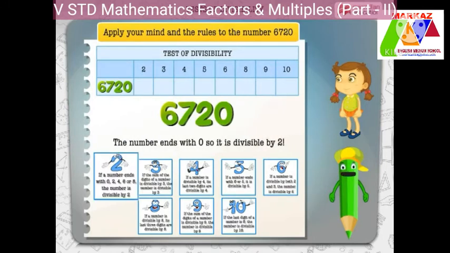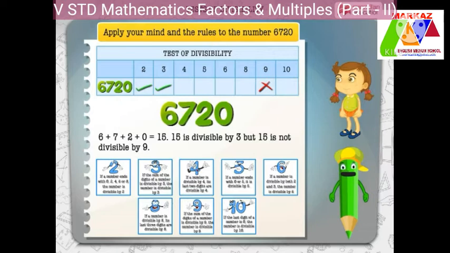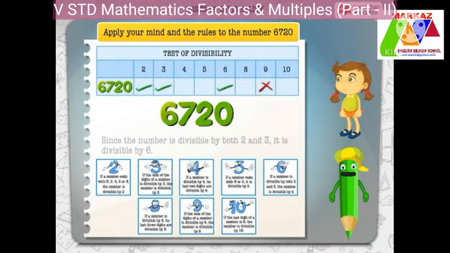6720. The number ends with 0, so it is divisible by 2. Add the digits. 6 plus 7 plus 2 plus 0 is equal to 15. 15 is divisible by 3, but 15 is not divisible by 9. This means that the number is divisible by 3 but not by 9. Since the number is divisible by both 2 and 3, it is divisible by 6.